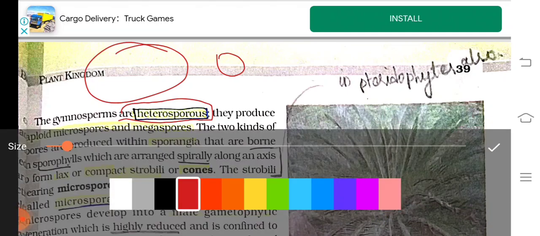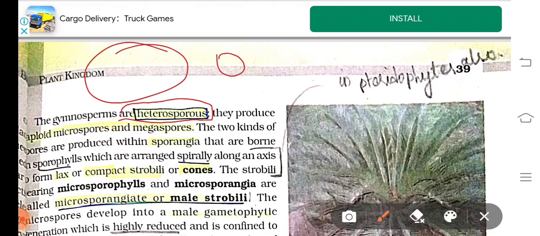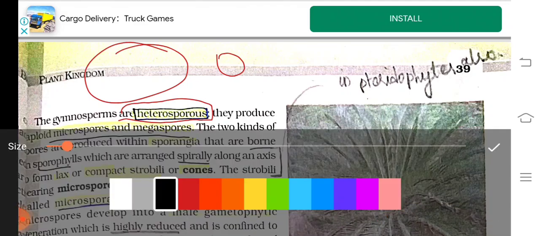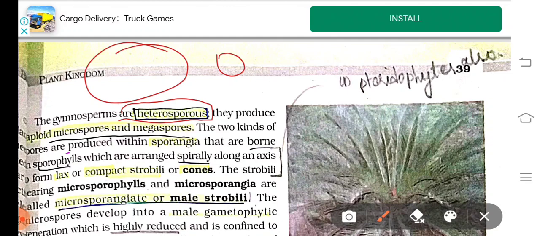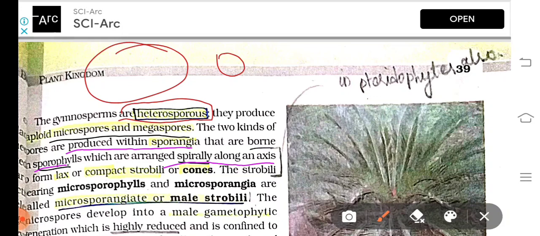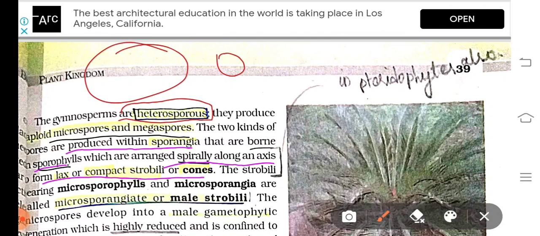So now they produce microspores and megaspores. The two kinds of spores are produced within the sporangia, which are borne on sporophylls. They are arranged spirally along an axis, and they form lax or compact strobili or cones.